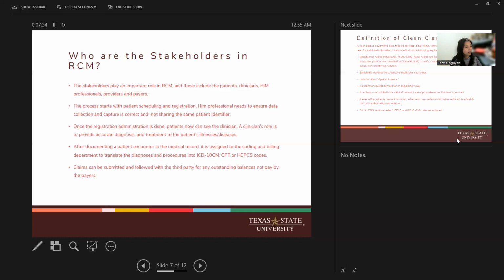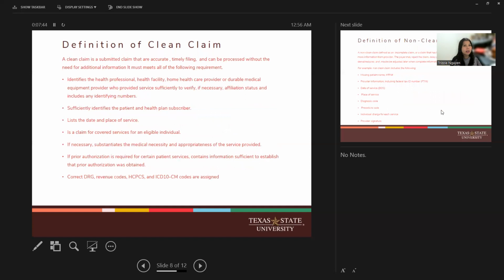On the next slide, I would like to discuss more in depth the importance of a clean claim. A clean claim is a submitted claim that is accurate, timely filed, and can be processed without a need for any additional information. It must meet all the following requirements. However, I do want to share a disclaimer for this case, because each payer has their own requirements, but the one that I'm showing right now is the basic one required in a clean claim.